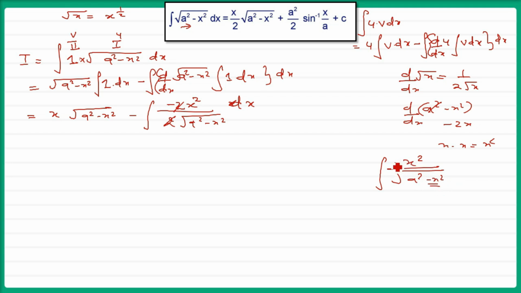Now you know this a square minus x square is in the denominator. You need a square minus x square also in the numerator. For that, add a square and subtract a square, and then separate these two terms. A square minus x square is the first term, and the second term is negative a square.